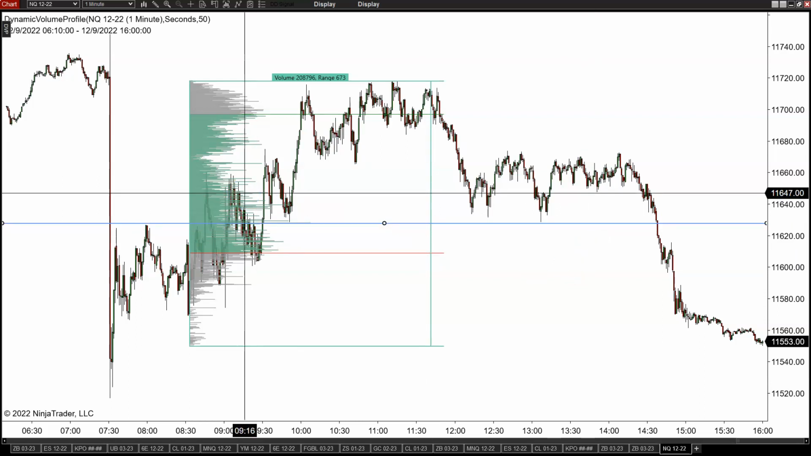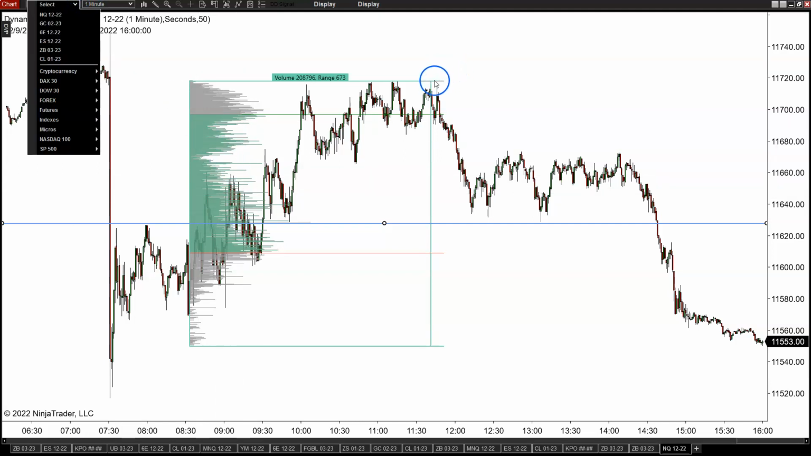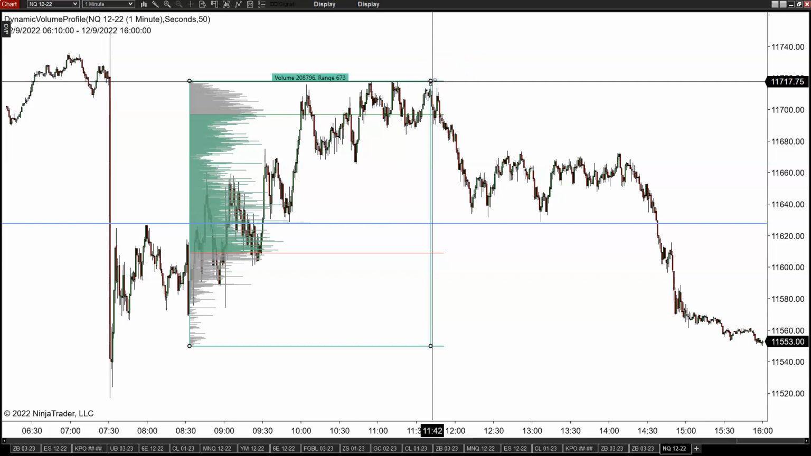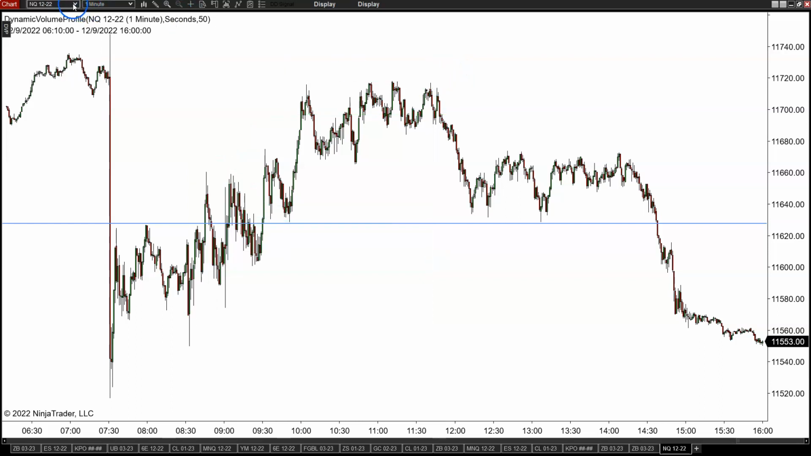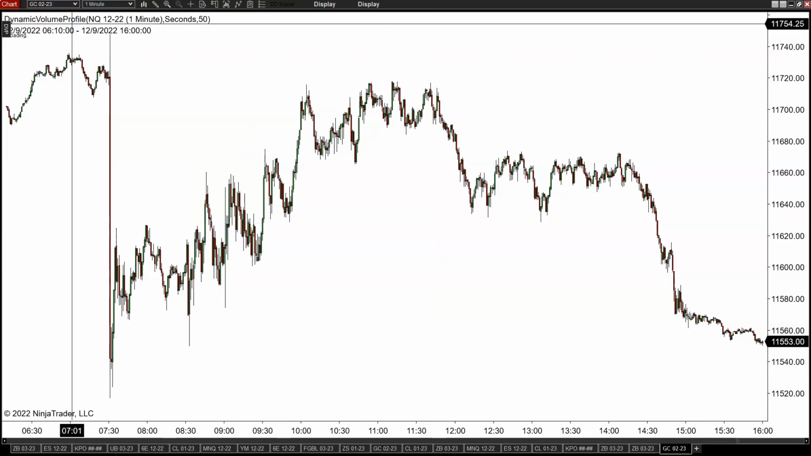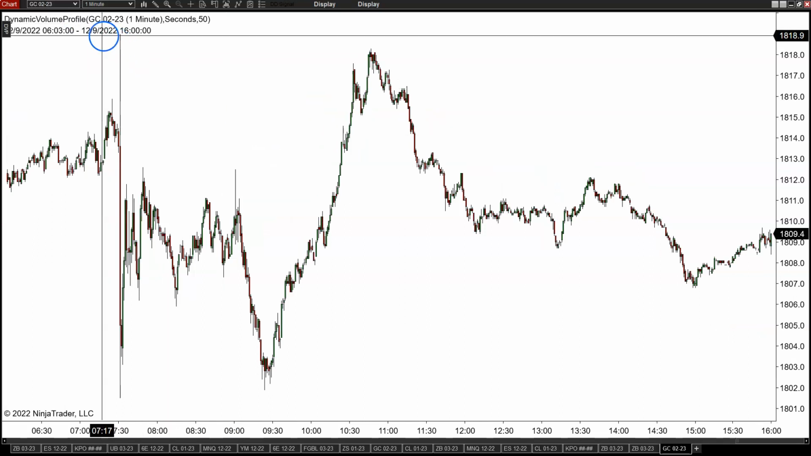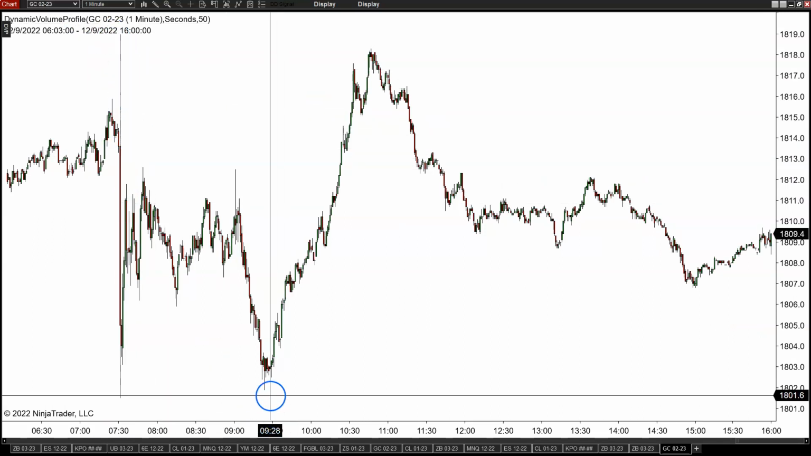Okay, so that's NASDAQ. Let's take a look at some other markets. Let me just remove this one. What else we got? Gold. Gold's a great market, very interesting. The number came out, boom, market went ballistic.